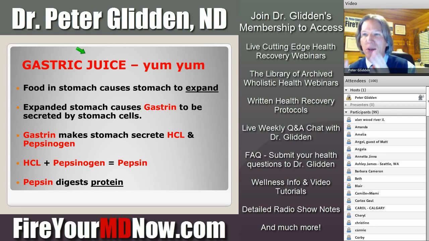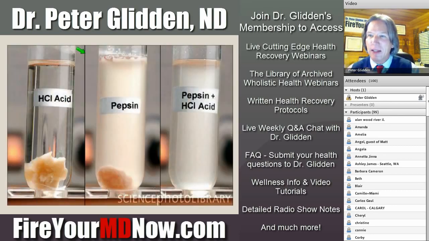Gastrin is the most important digestive enzyme that we're going to talk about here, but I want you to take a look at this in the meantime. These are three test tubes that each have a little piece of chicken in them. One test tube just has hydrochloric acid in it. The other test tube just has pepsin in it. And the other test tube has both hydrochloric acid and pepsin. You can see that the test tube that has both has digested the protein of the chicken completely.